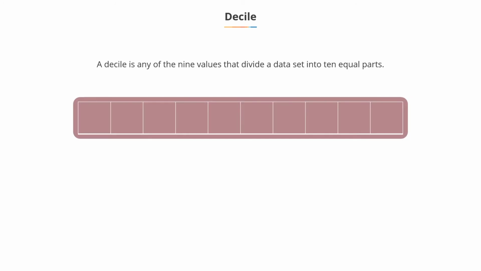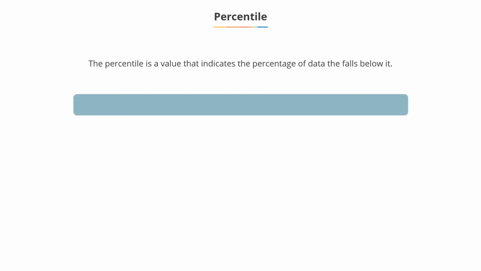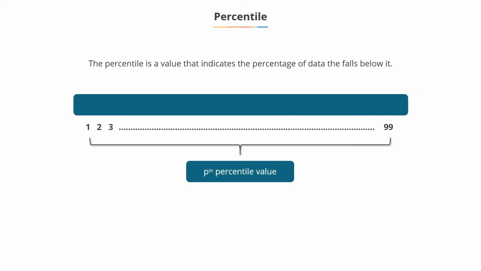A decile is any of the 9 values that divides a data set into 10 equal parts. Each part represents 1/10 of the sample. Likewise, the percentile is a value that indicates the percentage of data that falls below that particular value. In the pth percentile value, p equals 1 to 99. P% of the data are below that value.